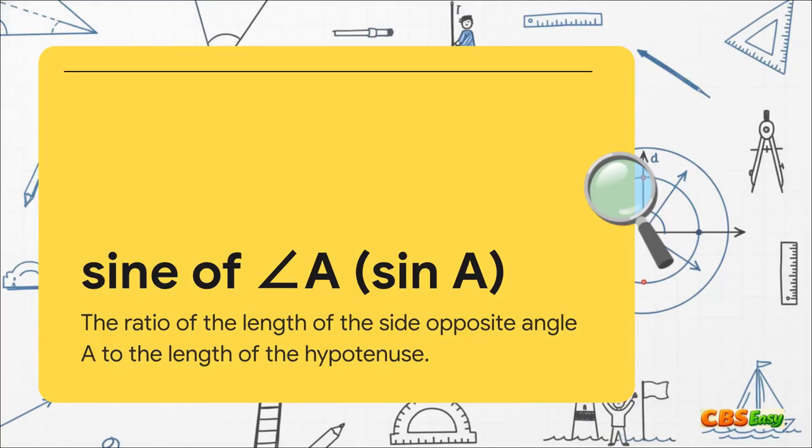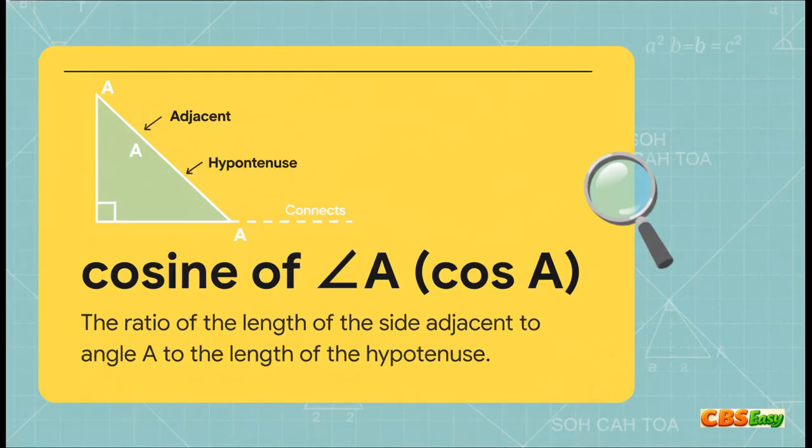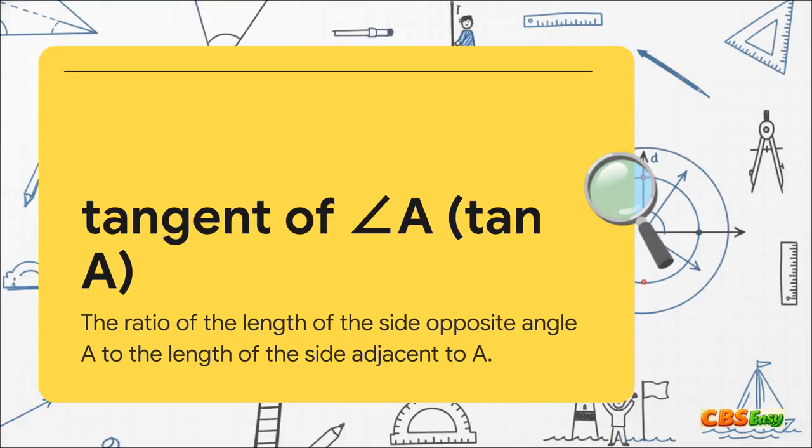All right, our first ratio is sine, which we just write as sin A. It's simply the ratio of the side directly opposite your angle to the hypotenuse. Next up is cosine, or cos A. This one connects the side that's adjacent, or right next to, your angle, with the hypotenuse. And finally, we have tangent, or tan A, which is the ratio of the opposite side to the adjacent side.